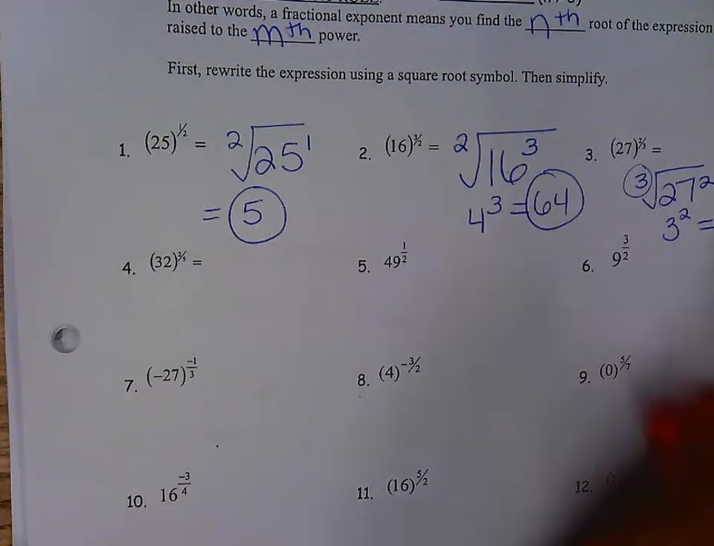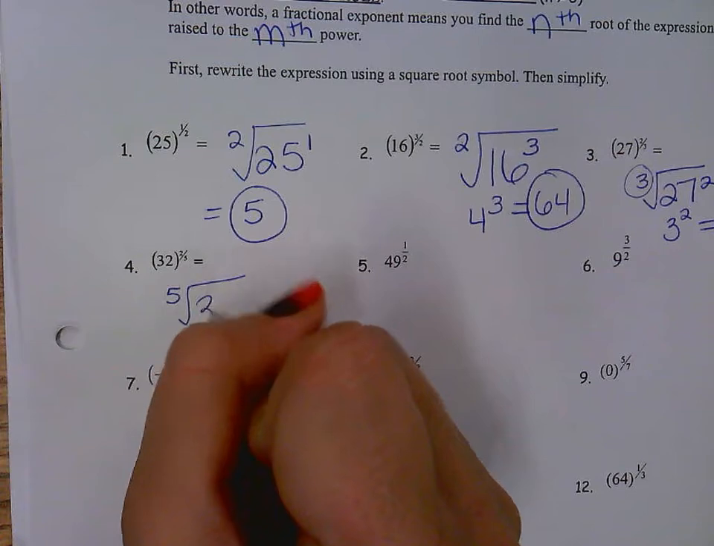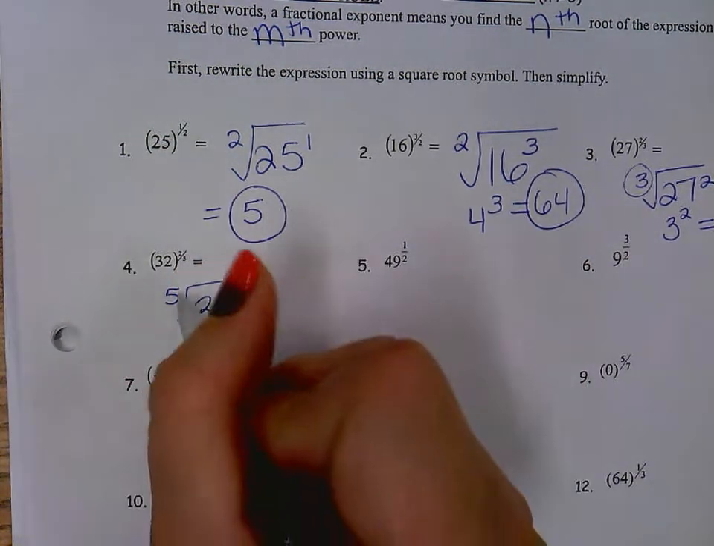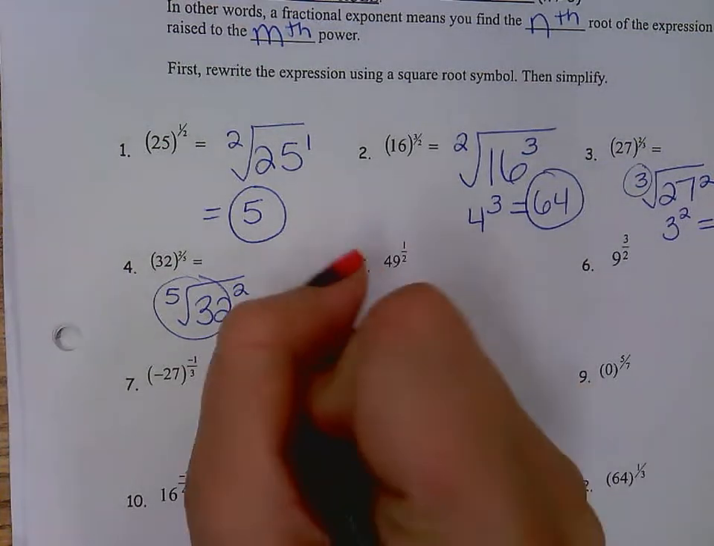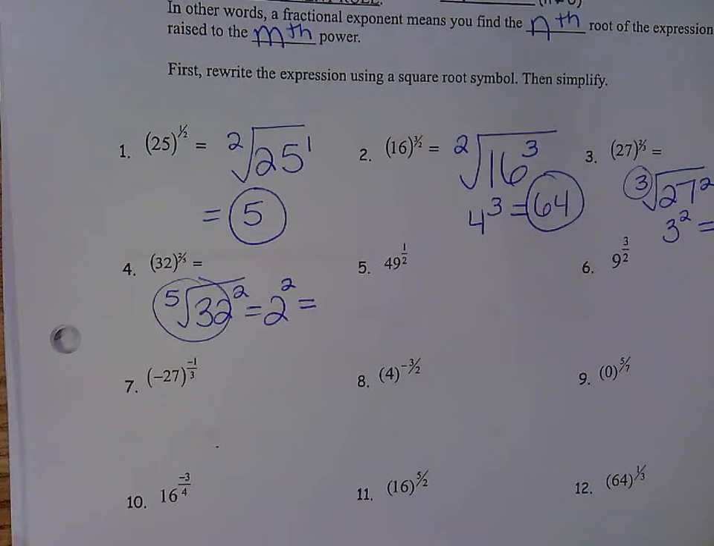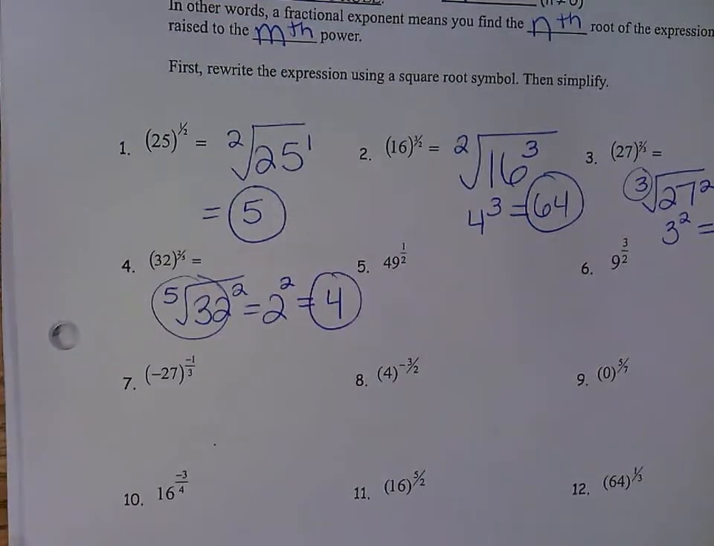Let's see. So I've got the 5th root of 32. So what number times itself 5 times could give you 32? If you started with 1, 1 times 1 times 1 times 1 times 1 is just 1. But what about 2? 2 times 2 is 4, times 2 is 8, times 2 is 16, times 2 is 32, right? So the 5th root of 32 is just 2, and then I need to square the 2. So 2 squared is 4. So far, those would be questions that you could do without a calculator.